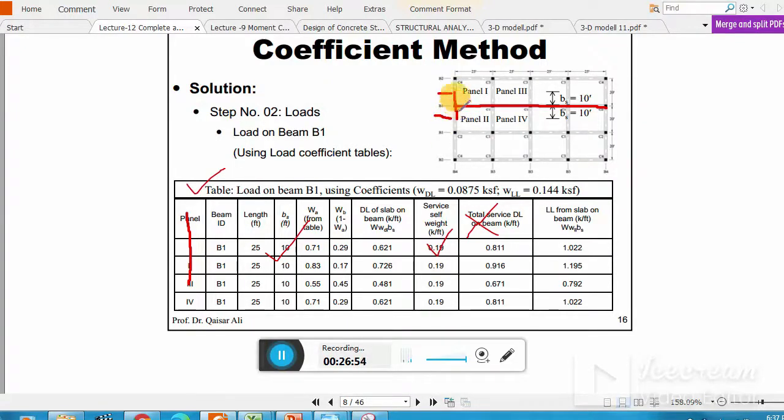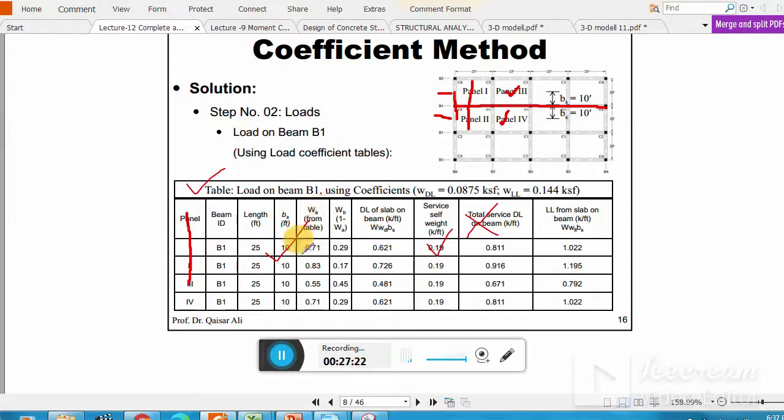This beam will support half of that panel and half of that panel. Similarly, half of this panel and half of this panel. So the width which it supports is 10 feet. Remember, this is 20 feet and this is 20 feet, so 20 by 2 and 20 by 2 gives 10 feet. And this Wa is from the table.